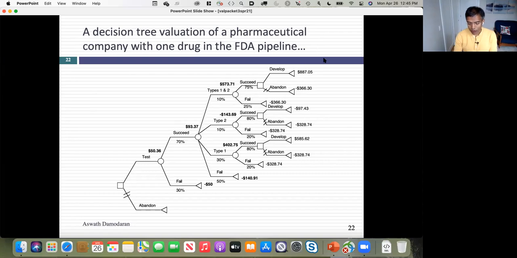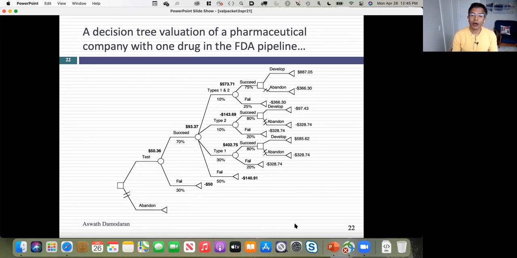And at the end of the game, you go to the very end of the decision tree, you see the value of this drug can range anywhere from minus 366 million to 887 million, depending on which branch you end up doing. So the 887 million is you succeed at every stage, and it turns out to be a drug that is good for both type 1 and type 2 diabetes. So when you look at the difference in values, the value can be anywhere from minus 366 to 887. And you're trying to estimate whether you should develop the drug and how much it's worth.